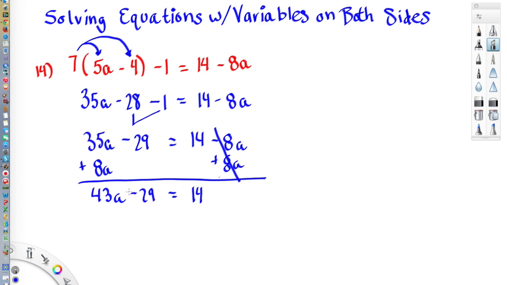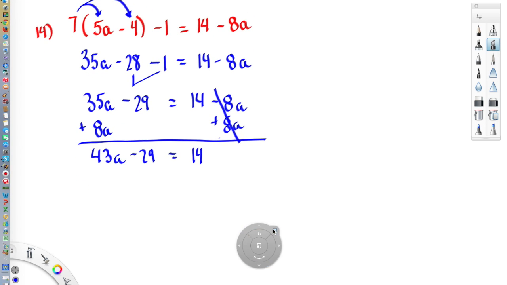The next thing I need to do is, I see that now I can begin to isolate my variable. Let me see if I can slide this up a little bit. There we are. Okay, now we can begin to isolate our variable. What's happening to our variable a? If I was going to diagnose it, I'd say, well, it's being multiplied by 43 and also has 29 being taken away from it. I need to take care of whatever's being added or subtracted first. So I'm going to add 29 to get rid of the minus 29. And what I do to one side, I'll do to the other.